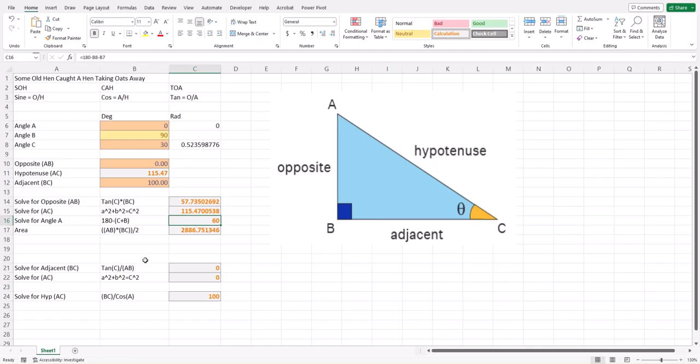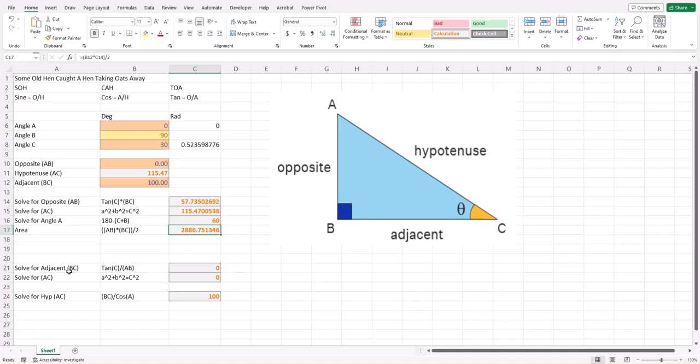And then at the same time, might as well figure out the area. So what I'm doing here is I'm putting in the area, which is the AB line times the BC line divided by 2. So if you think of a rectangle here, right, it's length times width, and you divide that by 2 to get the area of the right triangle. So that's the formulas of creating this right triangle calculator inside of Microsoft Excel.